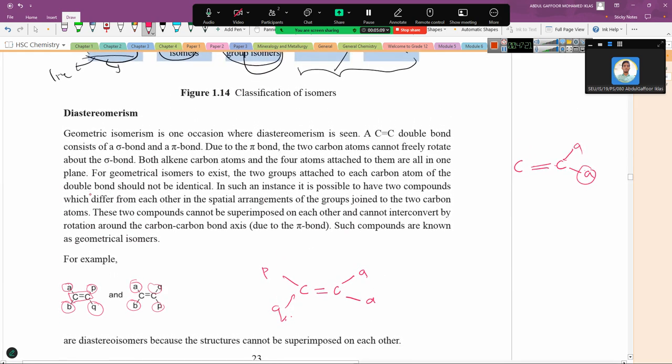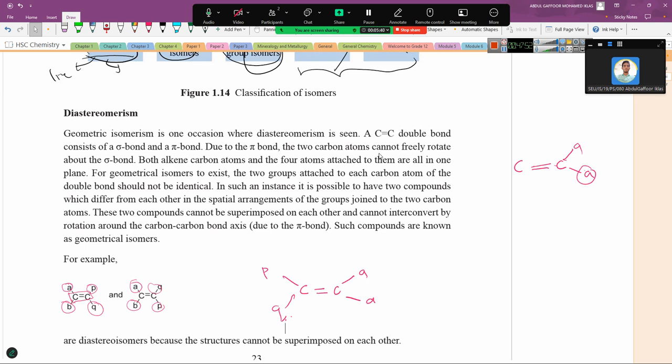Now you can read it for your understanding. Geometric isomers is one occasion where diastereomerism is seen. Diastereomerism is a concept in organic chemistry. A carbon-carbon double bond consists of a sigma bond and a pi bond. That's obvious, right? Due to the pi bond, the two carbon atoms cannot freely rotate, right? Now I told you that the carbon atoms shouldn't freely revolve.